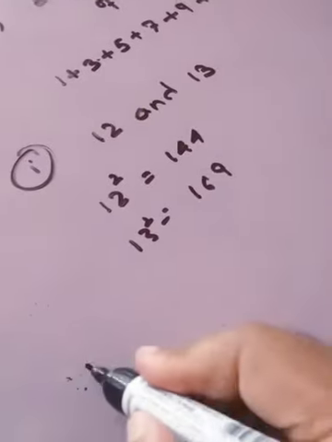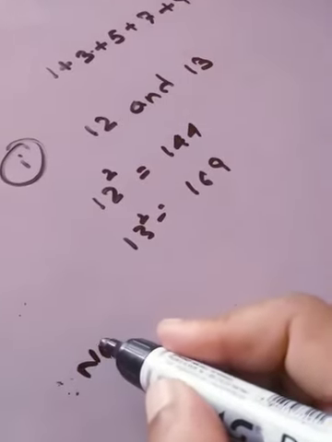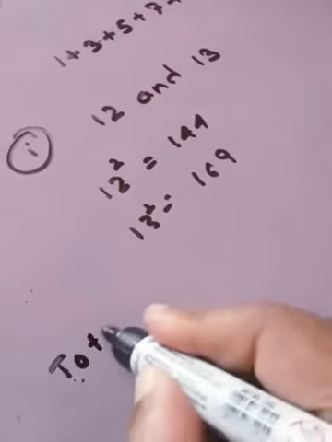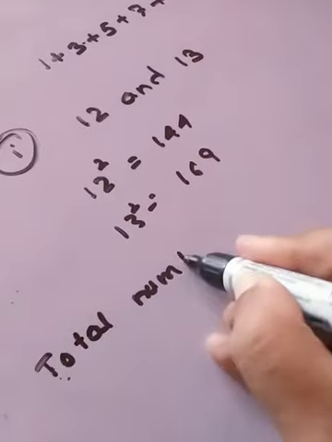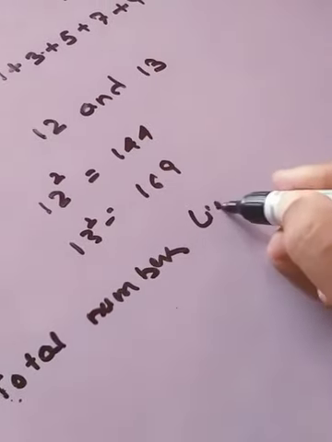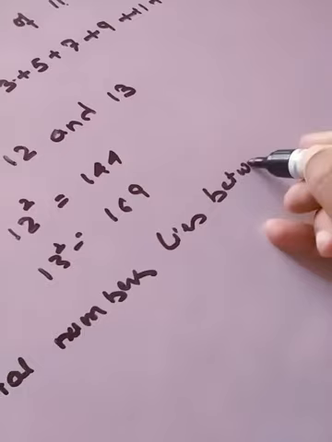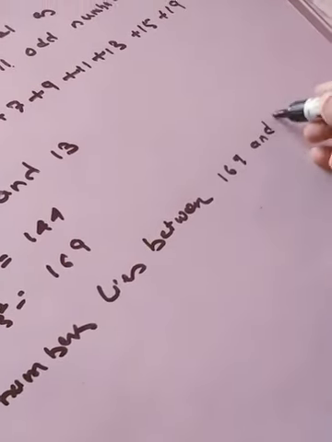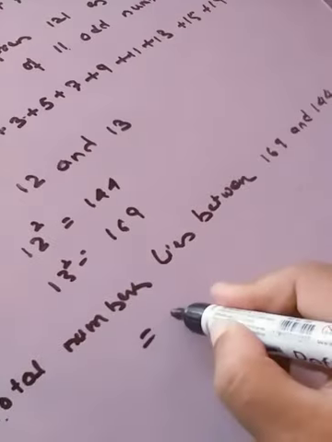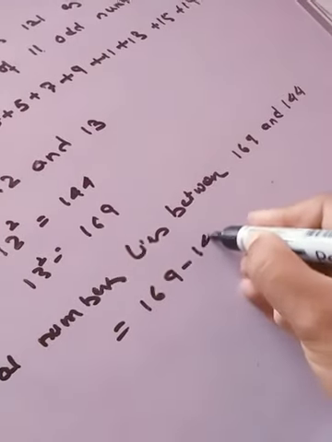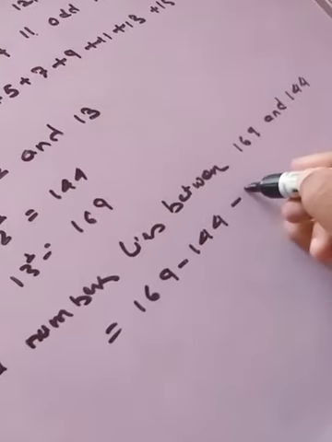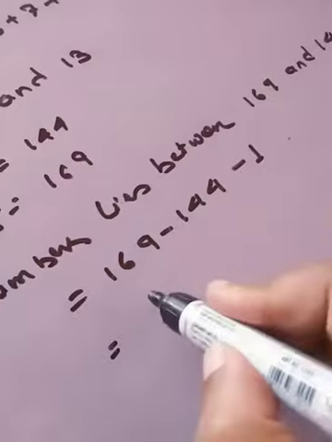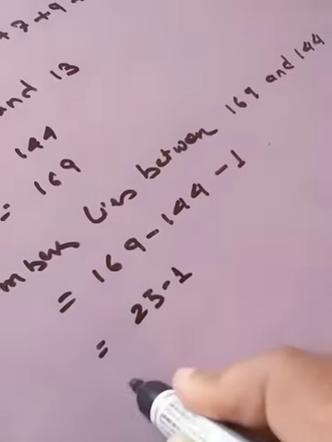So you write, total numbers that lie between 169 and 144 is equal to 169 minus 144 minus 1. Now I have done minus 1. Okay, now I will explain it to you. Let me first solve it. 25 minus 1, that is 24.